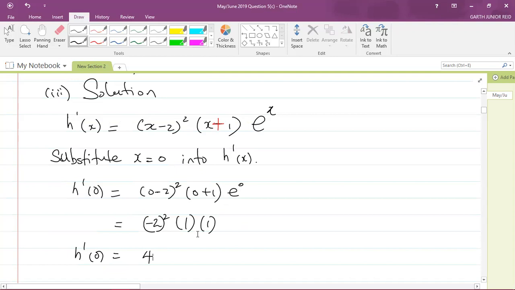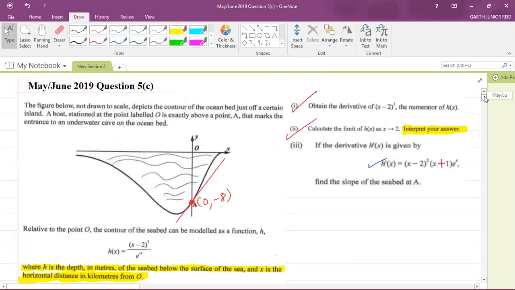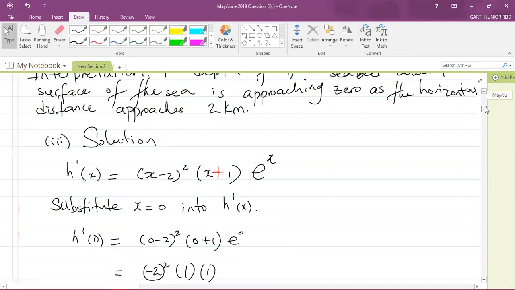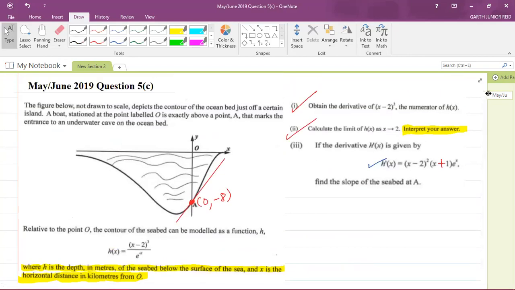Now that is correct because we know that we are to obtain a positive slope, or a positive gradient, for this tangent line here. Good. So that is the end of this past paper question. Now before you go, let me just show you the actual graph of this function h of x. I'm going to show you the actual graph.